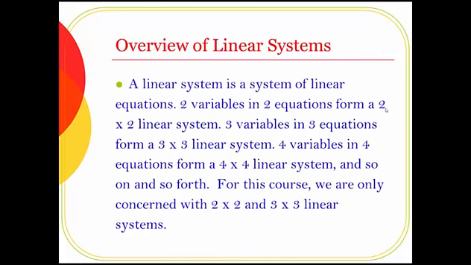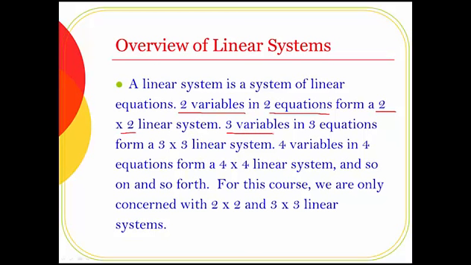Let's look at the overview of linear systems. What is a linear system? A linear system is a system of linear equations. You can also say it is a set of linear equations. So if you have two variables in two equations, that gives you a 2 by 2 linear system. We pronounce it as 2 by 2. Two variables in two equations make a 2 by 2 linear system.